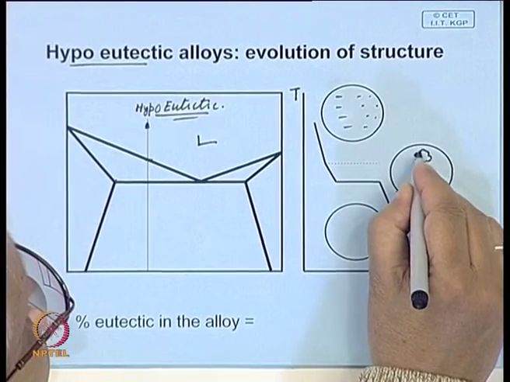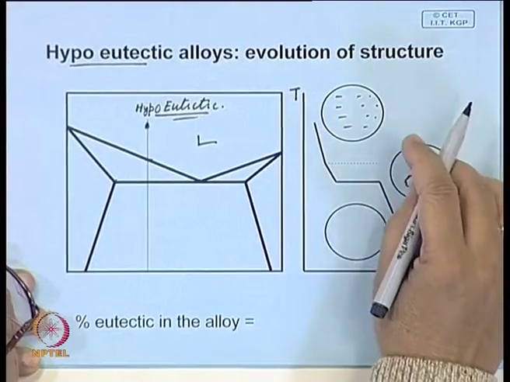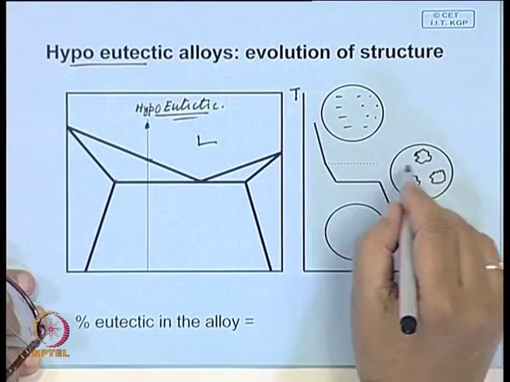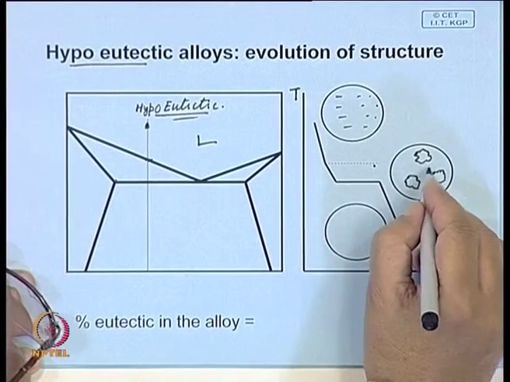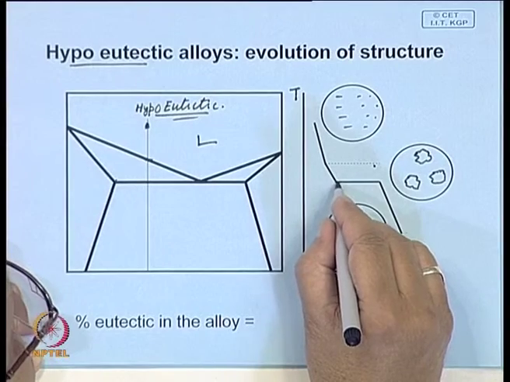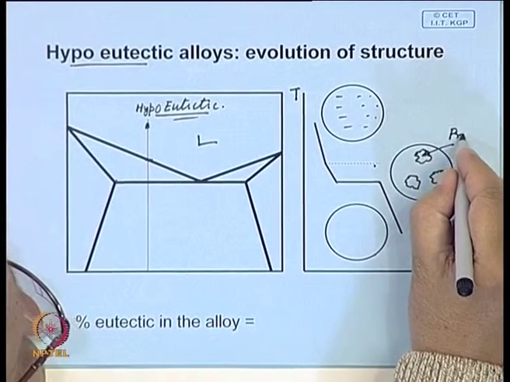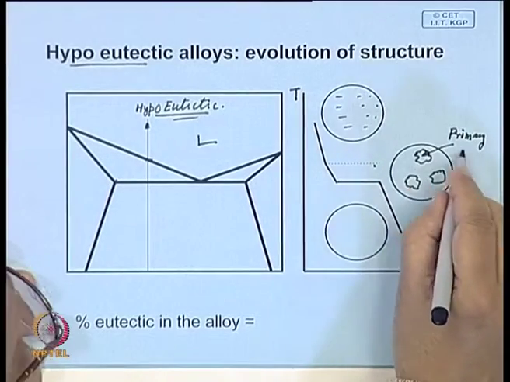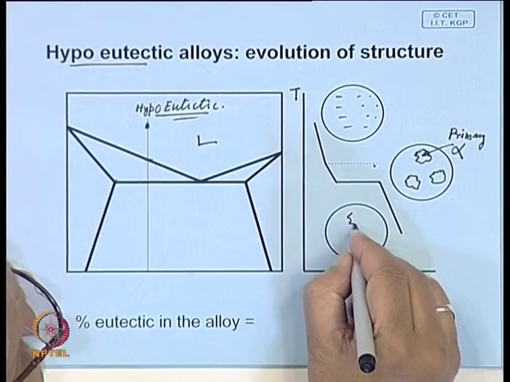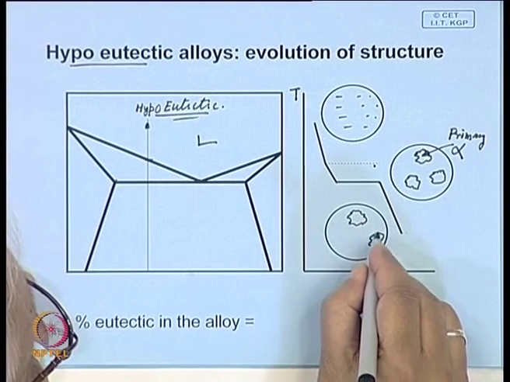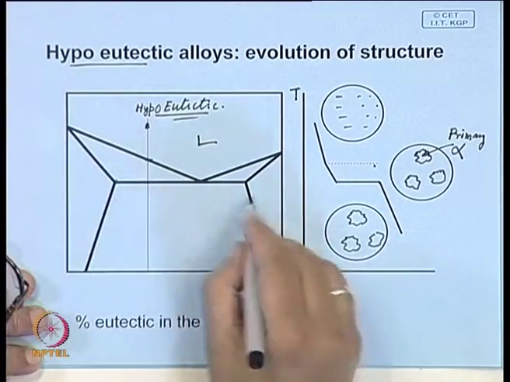So, you will have some primary grains of alpha form. So, these are alpha, and the nucleus of alpha will form and grow like this. So, here right at this temperature, amount will be very less. As you go down, amount of alpha will increase, and when it reaches that eutectic temperature, you will have maximum amount of primary alpha. This is called primary alpha. And now, what happens at this temperature? You will have this primary alpha. Now, here both alpha and beta start precipitating out together.